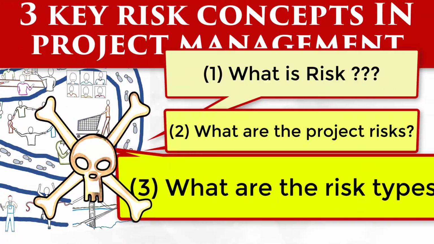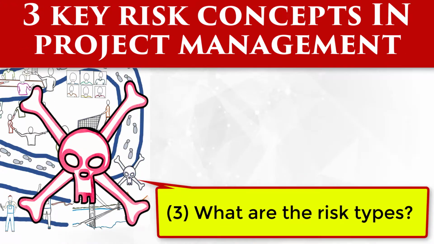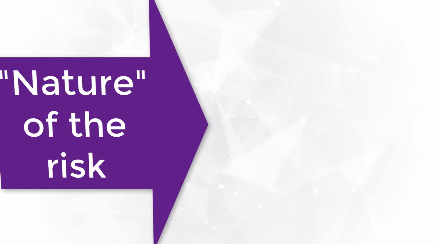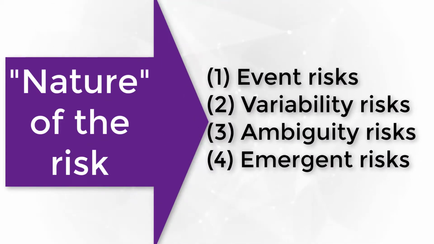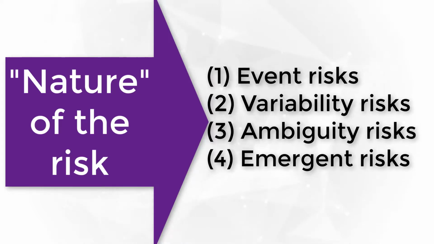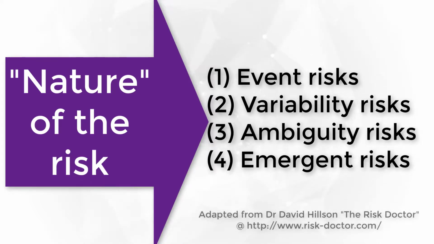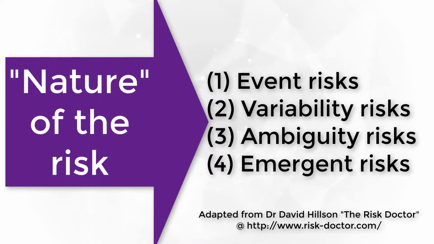The second very useful classification is to understand the risk nature and its consequence. I'm using the word nature because this classification somehow helps us to understand how the risk characteristics could affect the activity objective. There are four main classifications. 1. Event risk. 2. Variability risks. 3. Ambiguity risk.